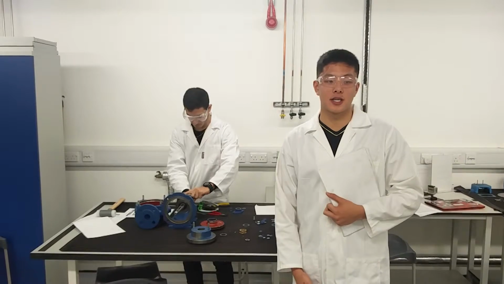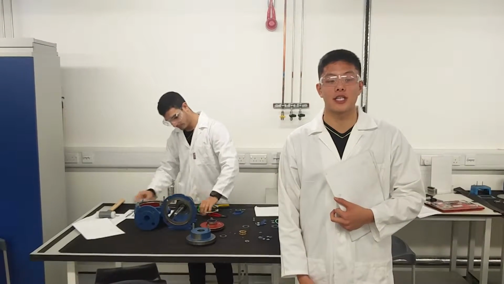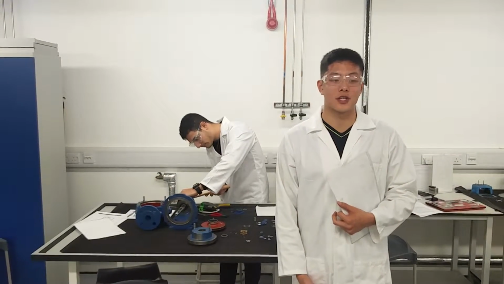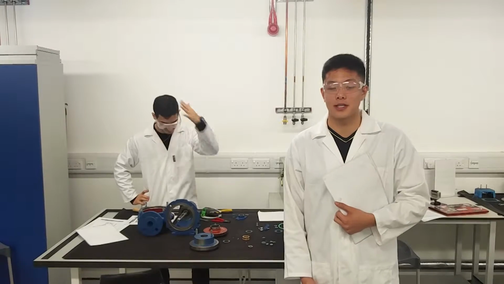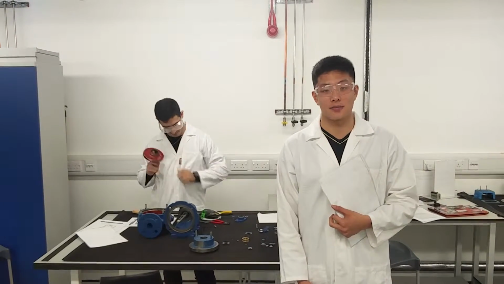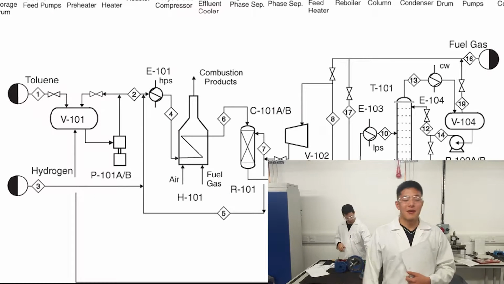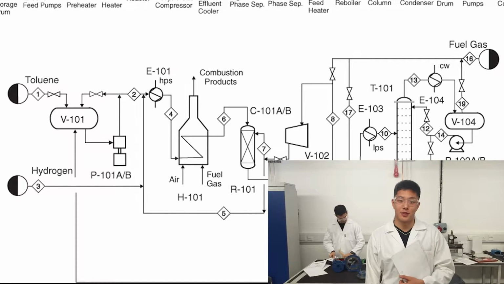Piping and instrumentation diagrams are used to outline a plant's operation by identifying the role of equipment, showing all the interconnecting pipelines. They are important for all plants as they provide the main schematic of how plant processes are controlled to facilitate a smooth and safe operation. Here, we have a P&ID for the production of benzene from toluene.